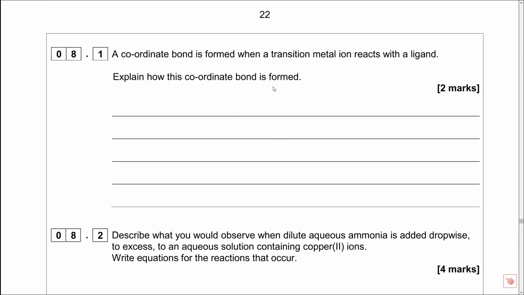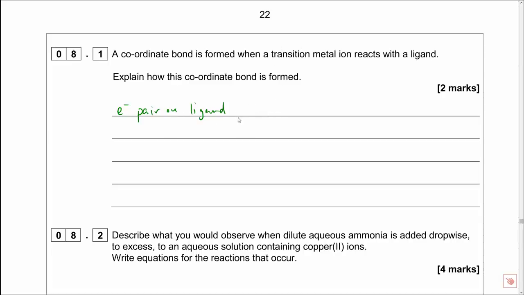A coordinate bond is formed when a transition metal ion reacts with a ligand. Explain how this coordinate bond is formed. And it's nowhere near as difficult. This is a much easier one. Electron pair on ligand. Standard inorganic question. This I'm hoping we can do some. Oh, we have got some inorganic stuff. Lovely. Really easy marks, these ones. 4 marks, 2 marks, 6 marks straight away. Which is a comparison to the last one, which was considerably more difficult.